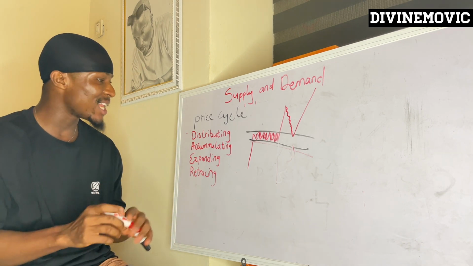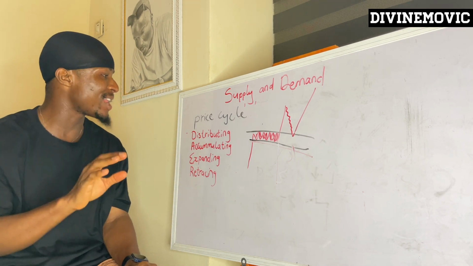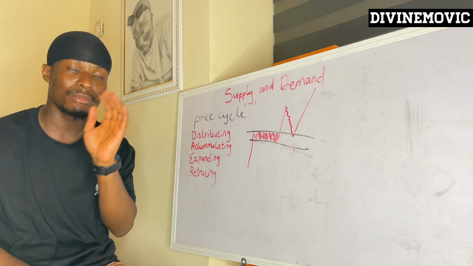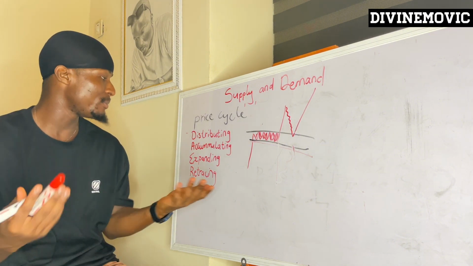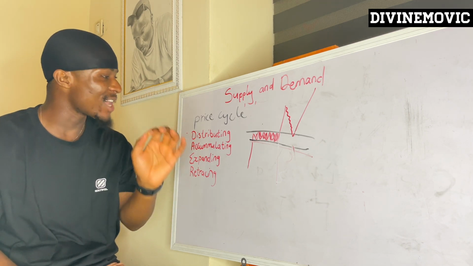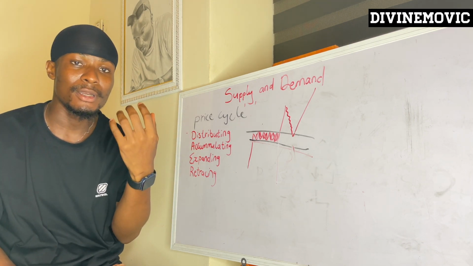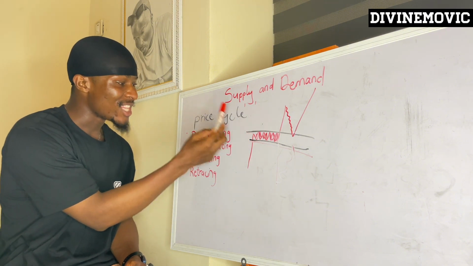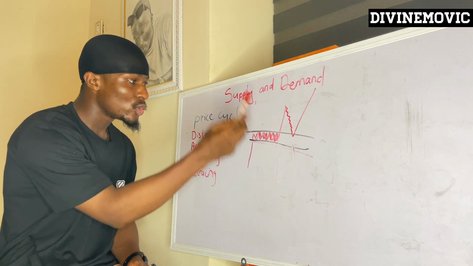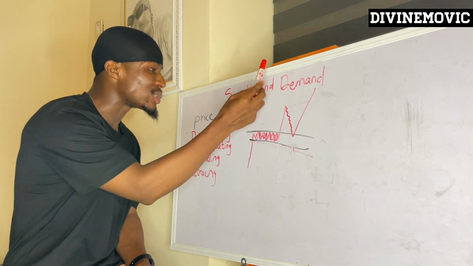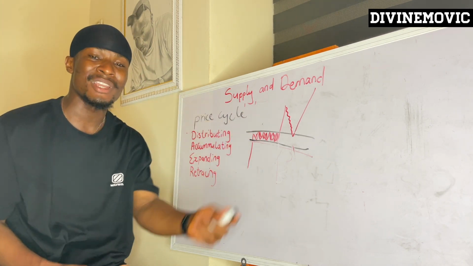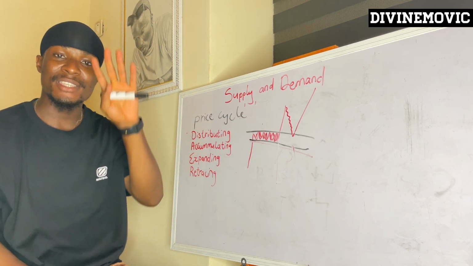Exactly. So basically, there are about four cycles in supply and demand in the price cycle. First, price distributes. Secondly, price accumulates. Thirdly, price expands out. And when price expands out, it tells us if that zone that price expanded out from is a supply or is a what?